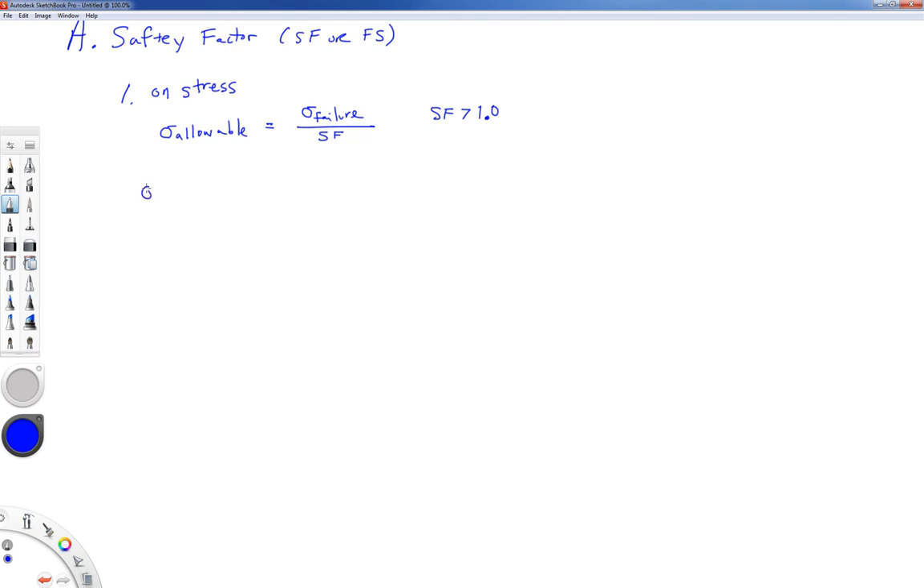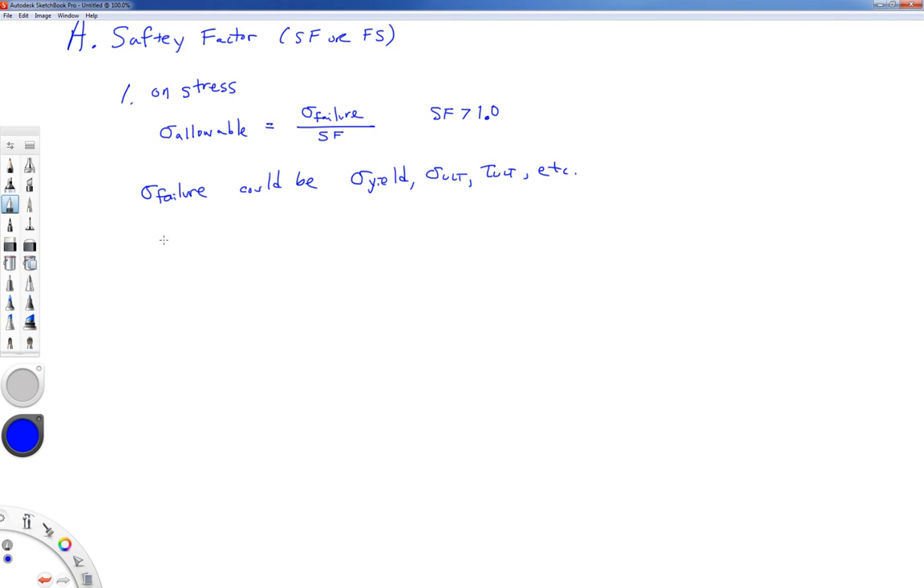All right, so again, that failure stress can be whatever you're defining failure to be. So in our example, we're going to do it on the yield stress, but we could do it on the ultimate, shearing stress as well, or what have you.